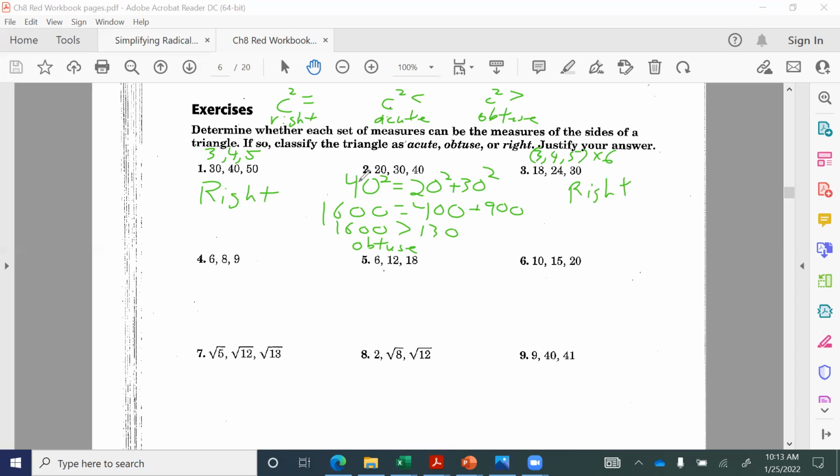Because again, look, they're all whole numbers down here, for the most part, except for a couple. So if it's going to be a right triangle, it's going to be one of the triples. So it's a good thing to check first. All right, good eye. Let's go over to number 4.